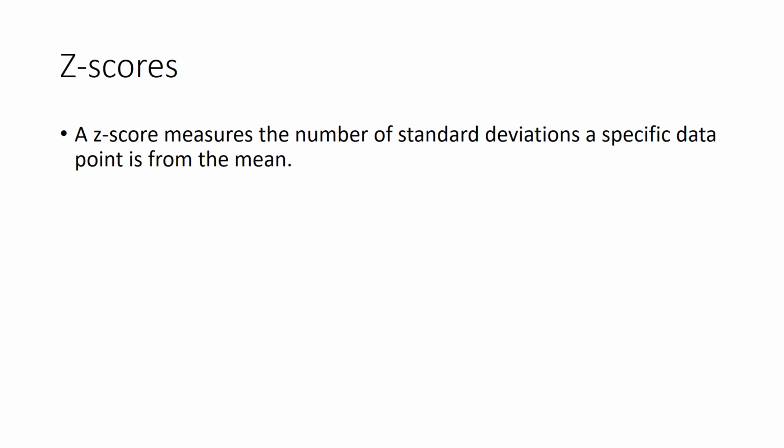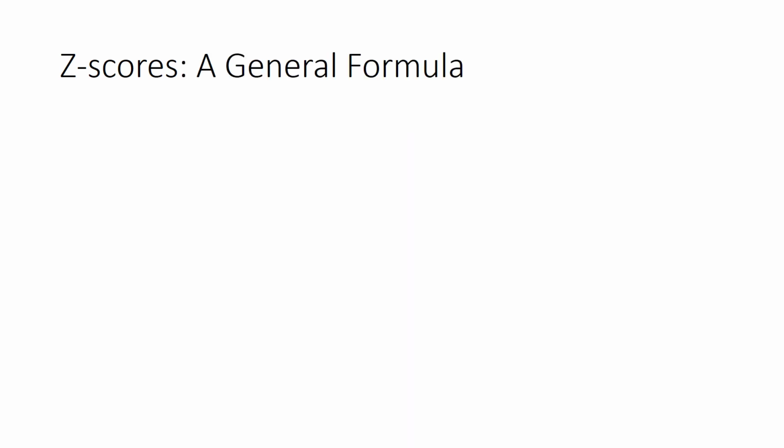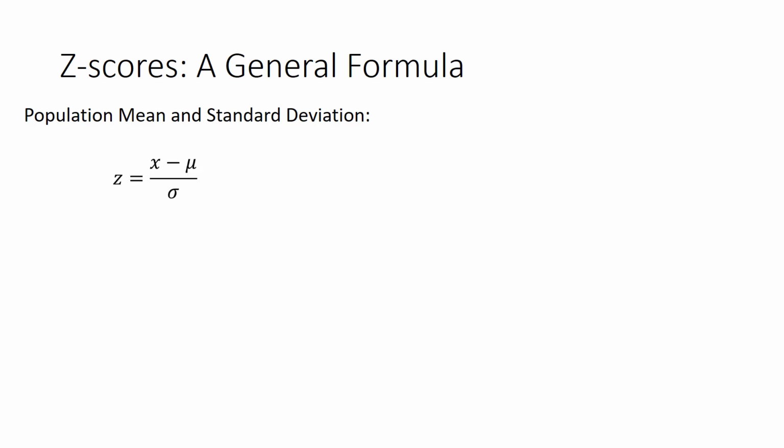Let's get started. A Z-score is a measure of the number of standard deviations a specific data point is away from the mean. Here's the general formula for a Z-score. If we're working with population data, in other words, the population mean and the population standard deviation, these are the symbols we will use. If we're working with the sample mean and the sample standard deviation, then these are the symbols that we will use. These equations are actually identical. The only difference is that the symbols we're using to represent the mean and the standard deviation are different.